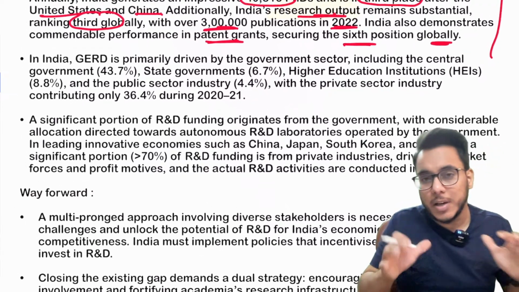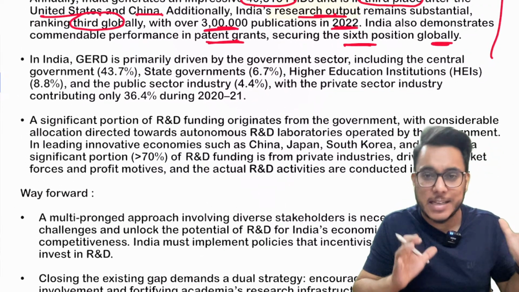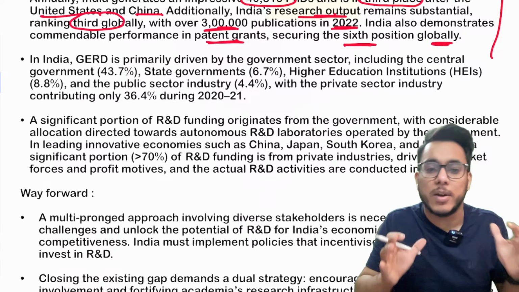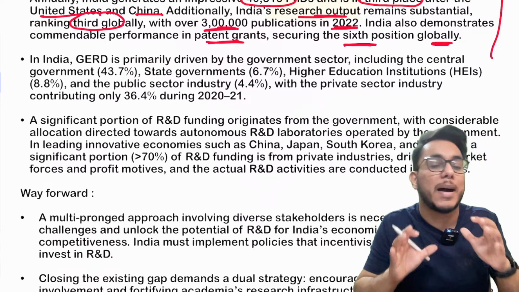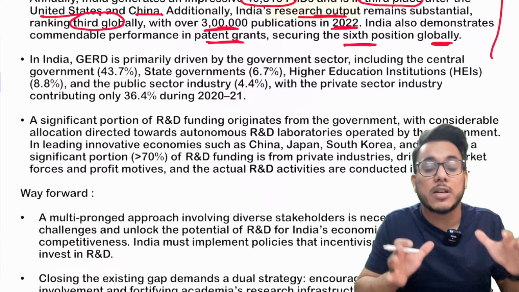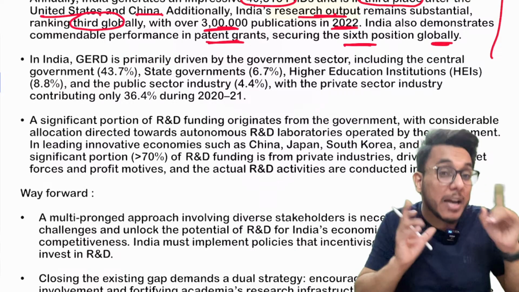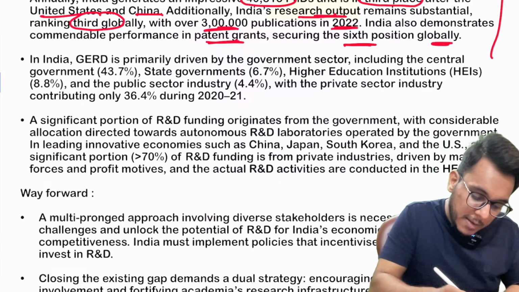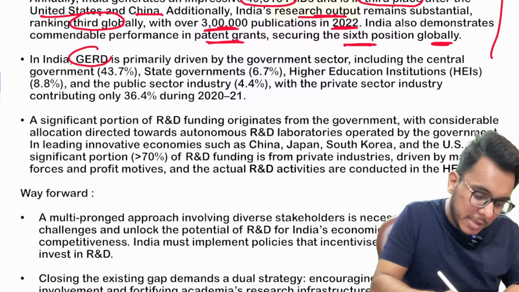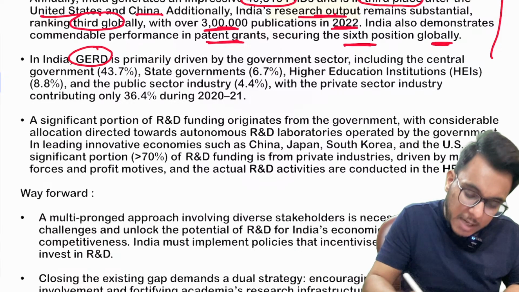Now, when we talk about research and development, R&D expenditure, if we do a little bit of a breakdown, we find that major R&D in India is done by the universities, by higher education institutions, by government, not by the private sector. If I show you the breakup here, the gross expenditure on research and development is driven by the government sector.